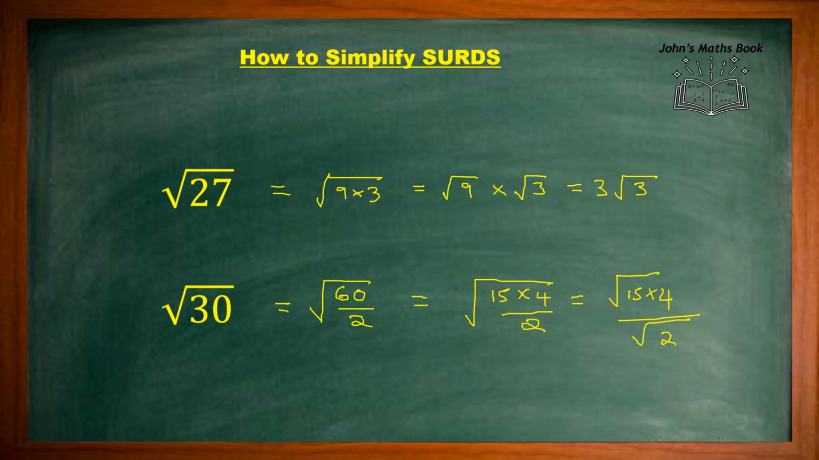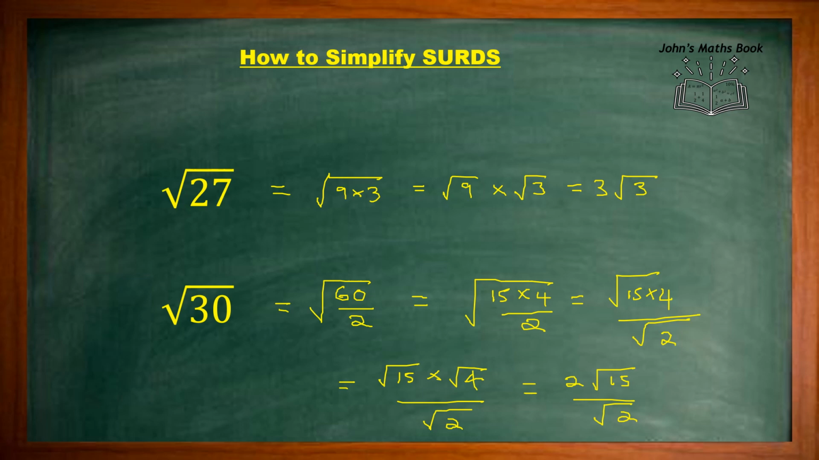So we've got factor pairs of 15 multiplied by 4, and we know that 4 is a perfect square, so its square root is 2. So we can rewrite this as follows. This is the square root of 15 multiplied by the square root of 4 divided by the square root of 2. So we know that the square root of 4 is 2 because 4 is a perfect square. So this can be further rewritten as 2 multiplied by the square root of 15 divided by the square root of 2.